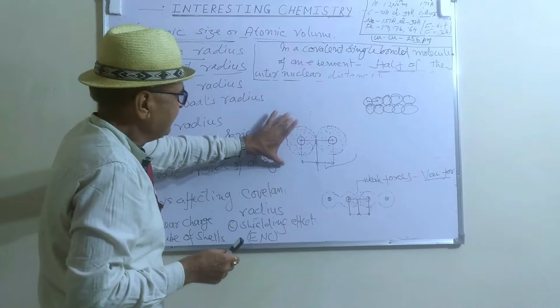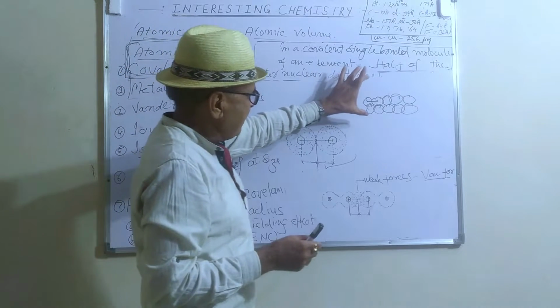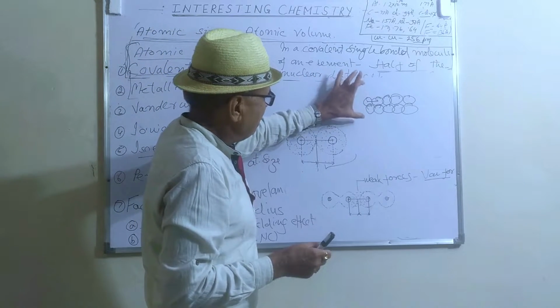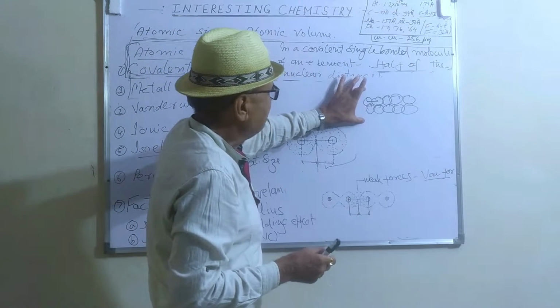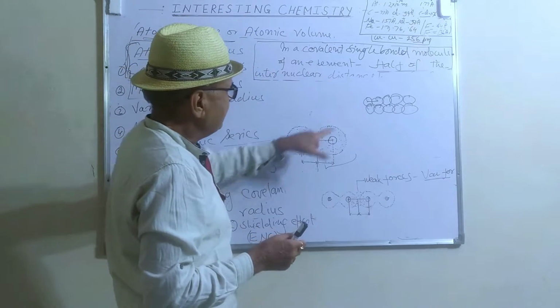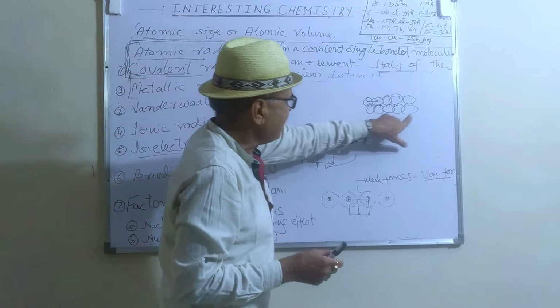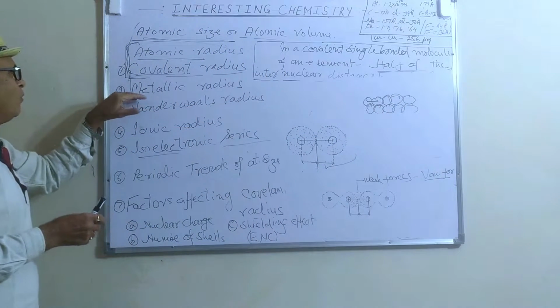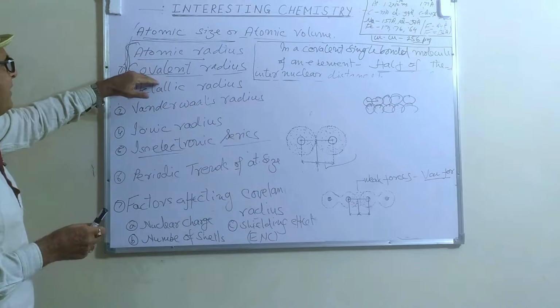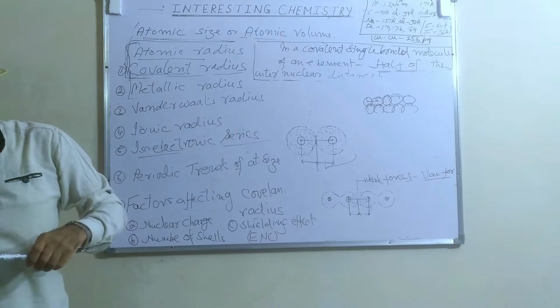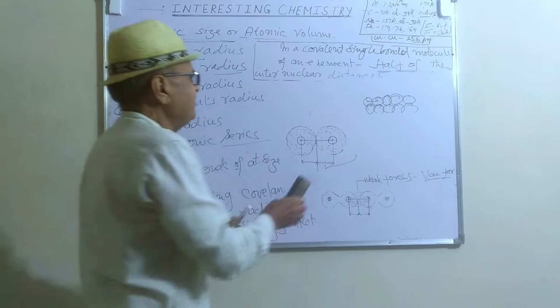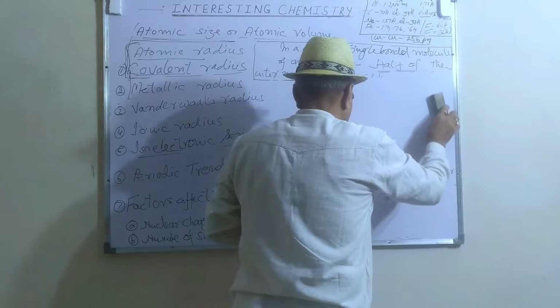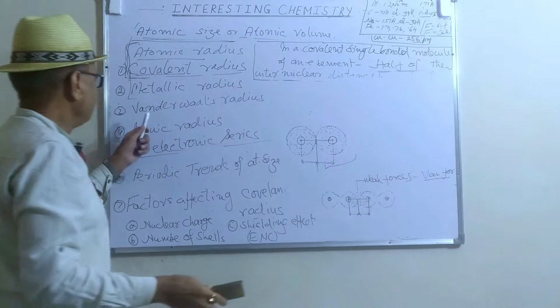In the same manner, you can describe the metallic radius. So I have explained what is metallic radius and covalent radius. All are similar, all are synonyms. Now I am coming to the next.